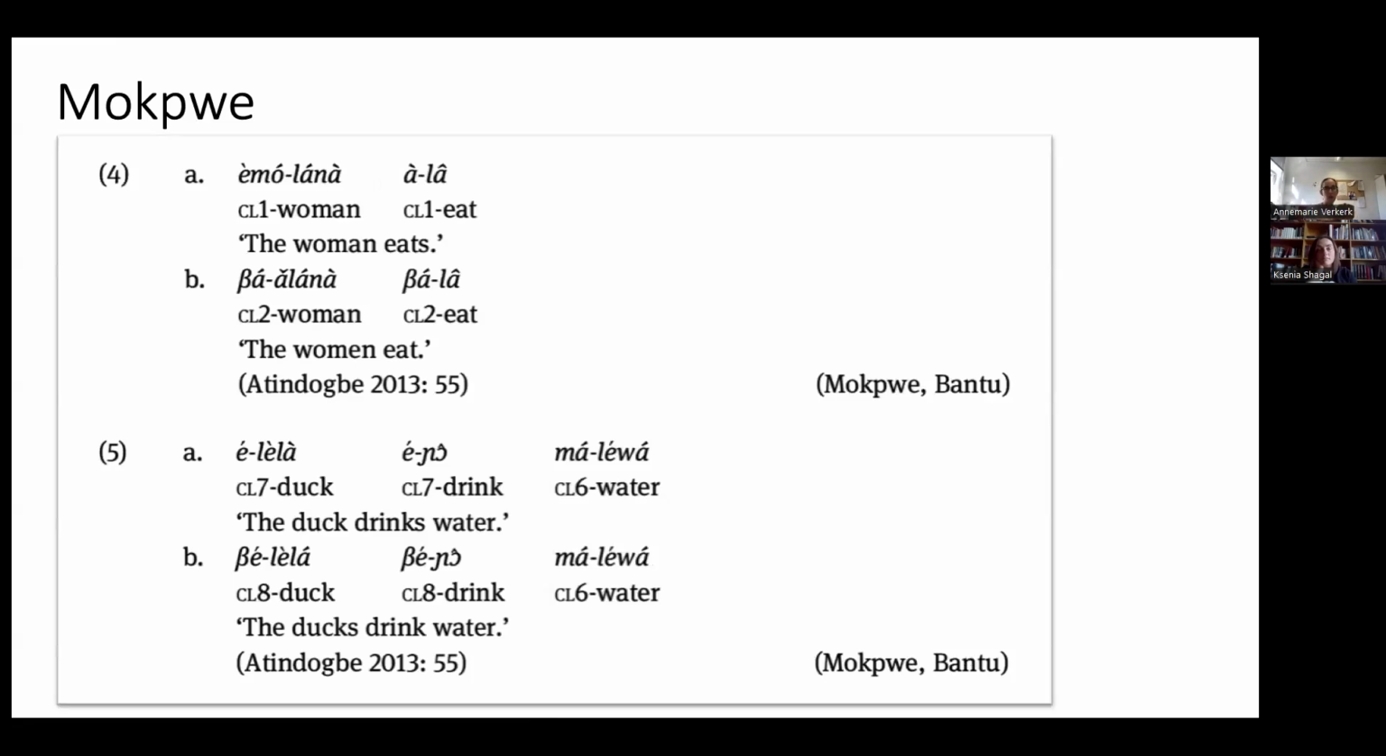So what do Bantu languages look like? This is Mokwe, spoken in Cameroon, and it has a rather typical Bantu gender system. It means that it has overt gender markers. They look like this. We see them on the nouns, and we also see them on various targets. So for example, here on the verb, the woman eats, where the subject is indicated with the marker ah.